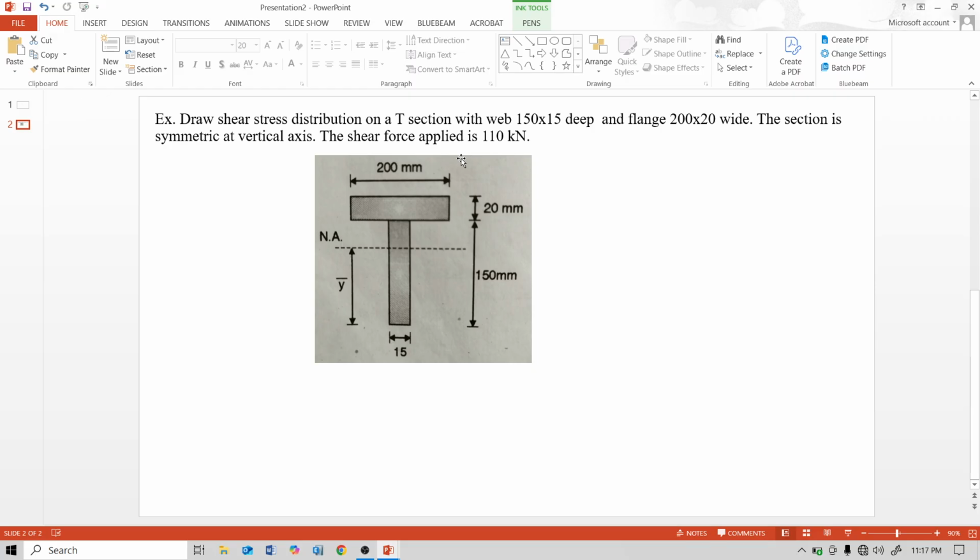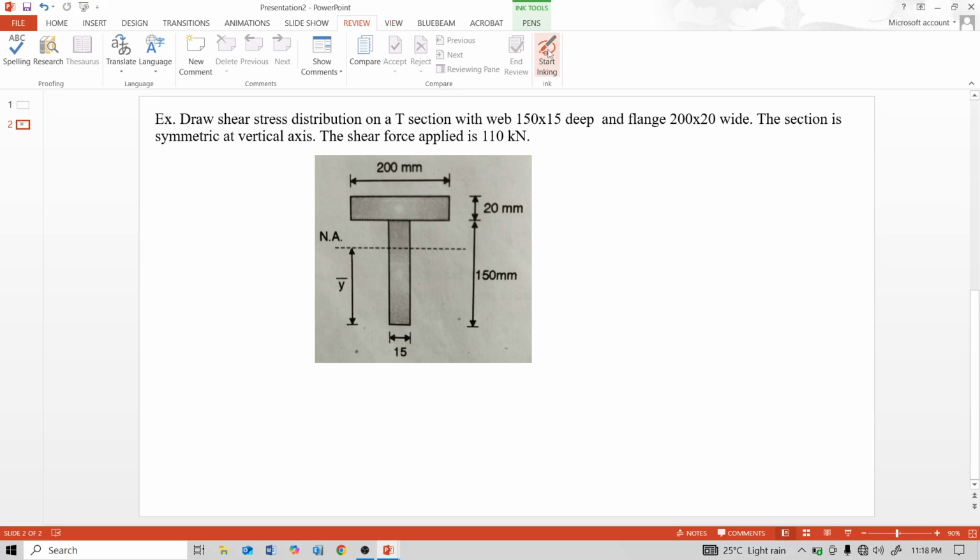So for solving this numerical, the problem statement is to draw the shear stress distribution, and they have given us shear force capital S is equal to 110 kN. To find the shear stress distribution, the steps are: first, find the position of neutral axis; second, find the moment of inertia; then find the stresses at the junction and the stress at the neutral axis.